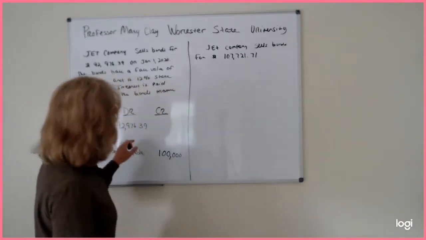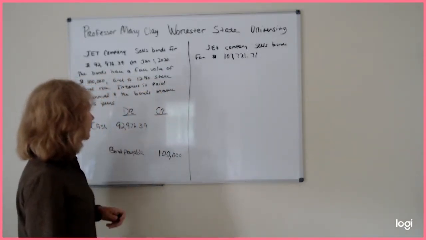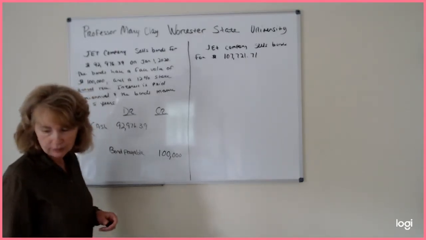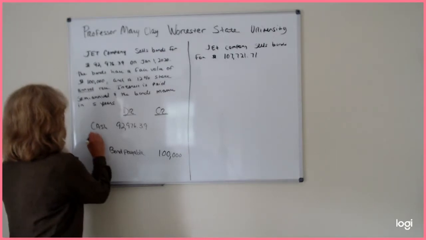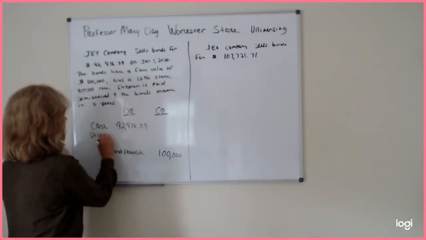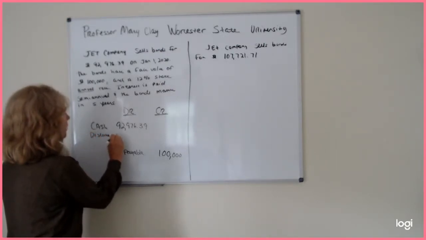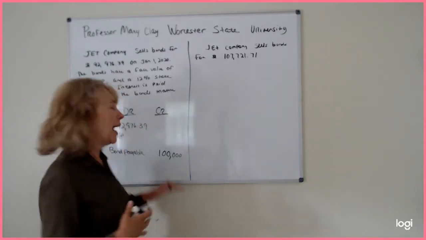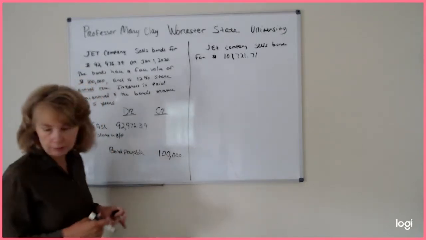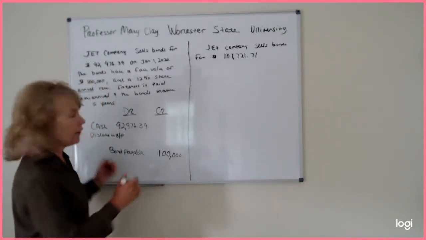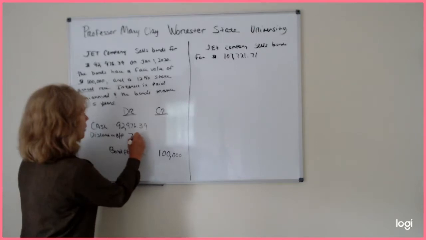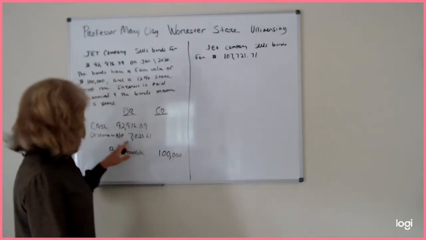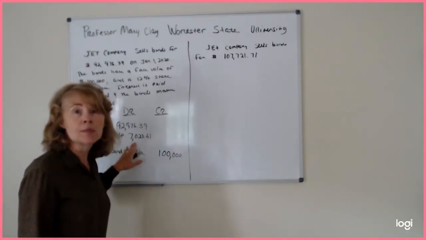So in your calculator, you take 100,000, you subtract 92,976.39, and that gives you a discount on bond payable. I'm going to abbreviate, but in the lab, discount on bond payable, and it's going to be $7,023.61. Okay? So this is what they had to discount this bond for.